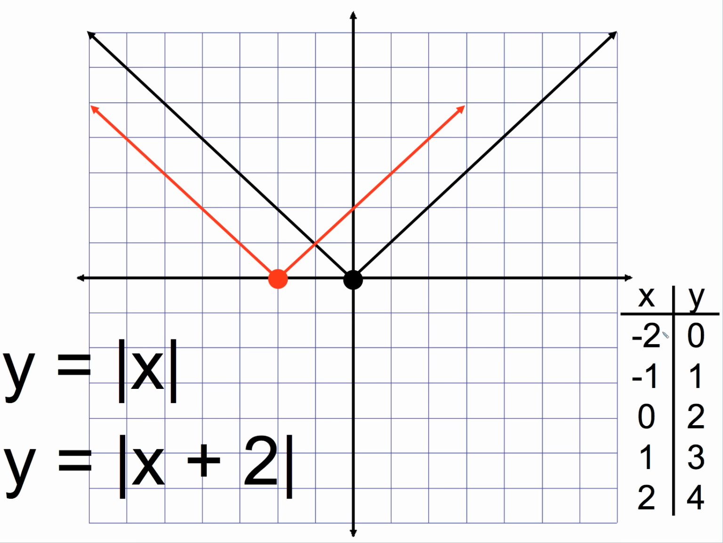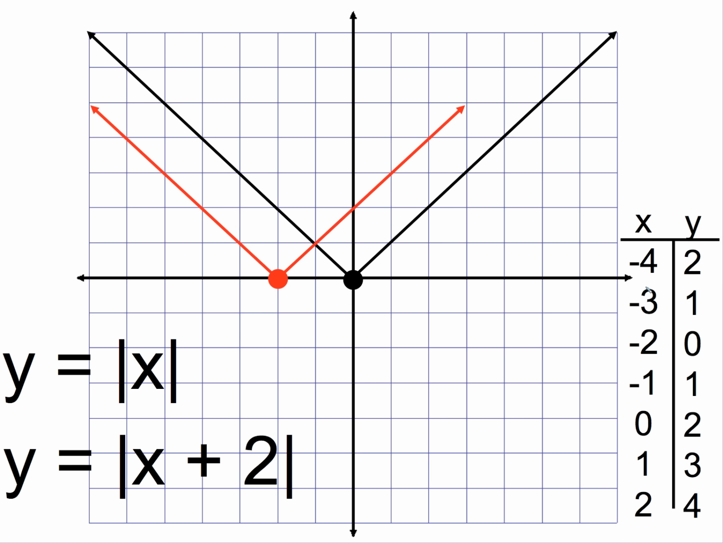Notice though, if I just made these ordered pairs -2, 0, -1, 1, 0, 2, 1, 3, 2, 4, it could appear to me that this would actually be a linear equation. So you want to make sure that you extend your points. So notice in this next chart, it's the same chart, but I added the -4 and the -3 to make sure that I realize that this should make a V. So -4, 2 and -3, 1 will guarantee that I get the right picture here.